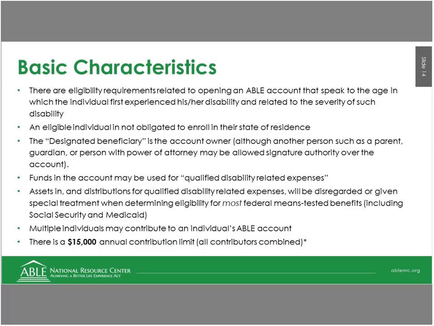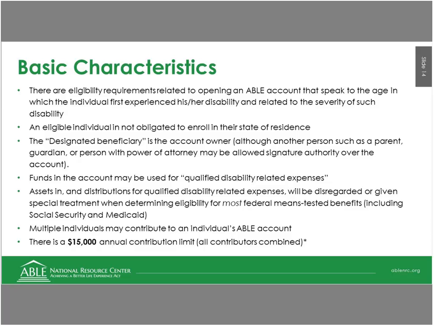Also, funds in the account may be used for what's called qualified disability-related expenses. We're going to talk about what those are here in a little bit. Also, assets in and distributions for qualified disability-related expenses will be disregarded or given special treatment when determining eligibility for most federal means-tested benefits, including Social Security and Medicaid. And we'll talk about why that is most as opposed to all. There's just one small but significant exception that we'll talk about in a bit.